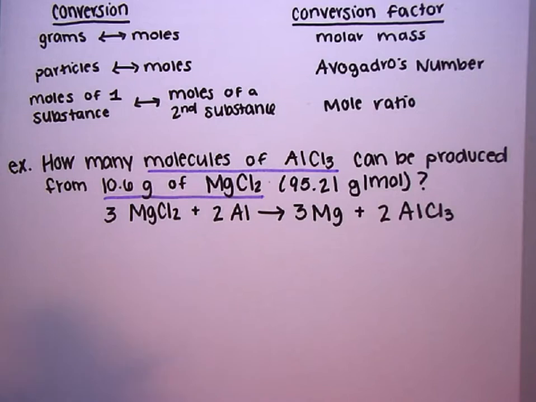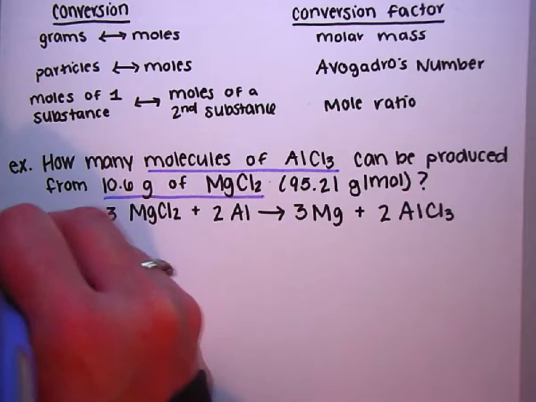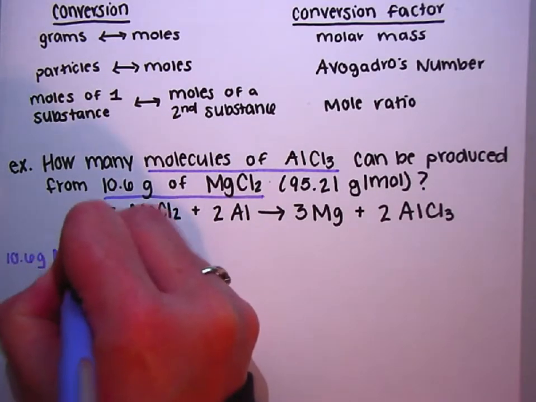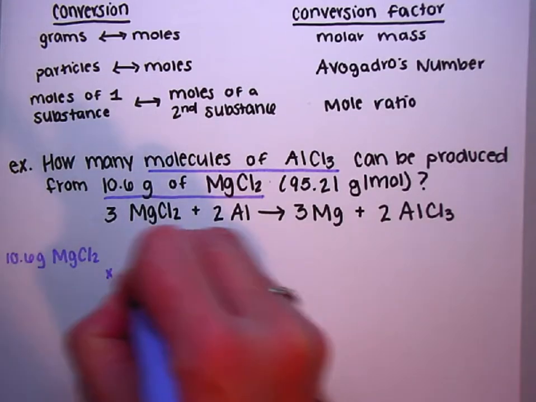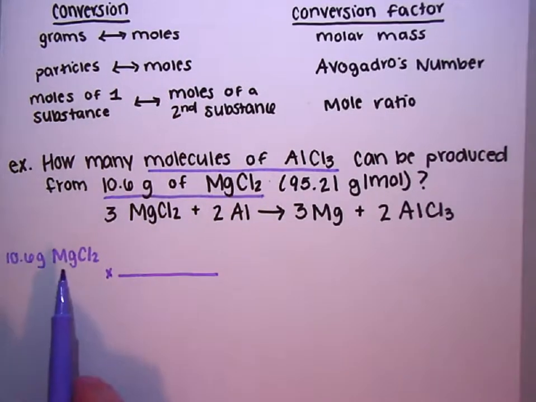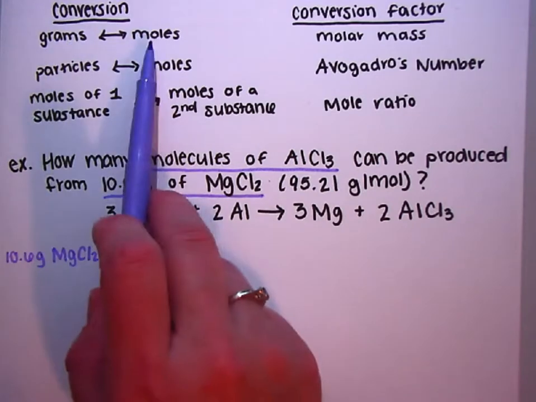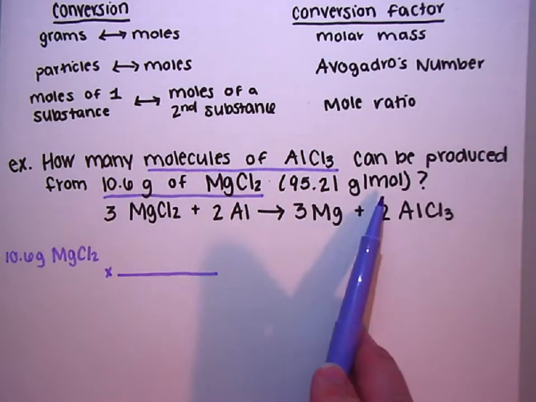We always start with the given. We are given 10.6 grams magnesium chloride. Remember, when we're setting up our conversions, you should have 3 things: a number, a unit, and a substance. So looking at the little cheat sheet we made at the start, I'm starting with grams. The only thing I can do if I have grams is solve for moles by using the molar mass. In this case, they gave you the molar mass.